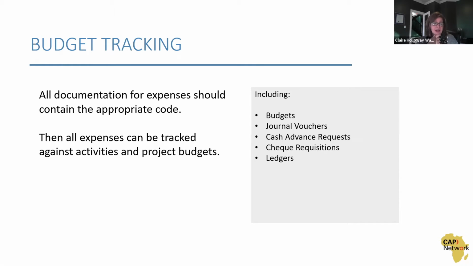Last time when we spoke about bookkeeping, we talked about the various pieces of documentation you might use in your bookkeeping systems: journal vouchers, advance requests, check or payment requisitions, and then you have your ledgers. Your ledgers may be in Excel, using a template like the one that we've looked at and shared with you. It may be done using financial management software. But wherever you are entering or looking at these expenses, they should always have a corresponding budget code.